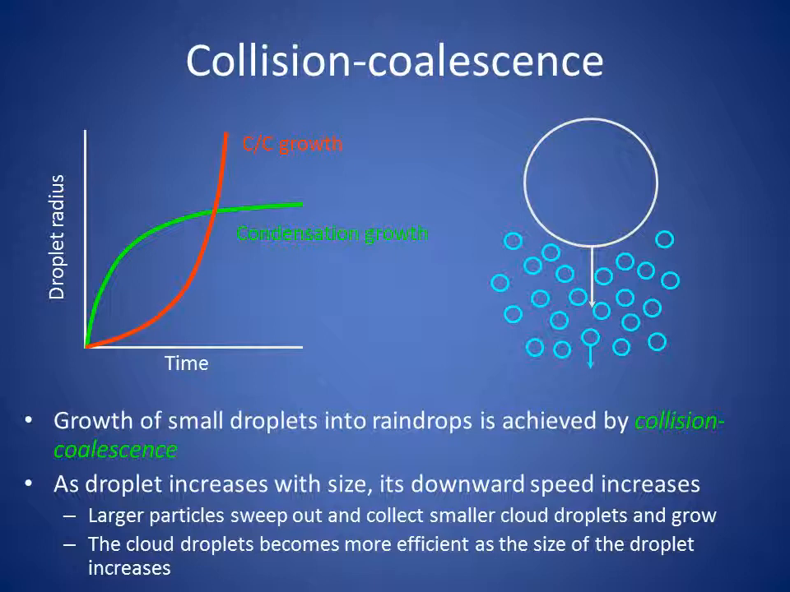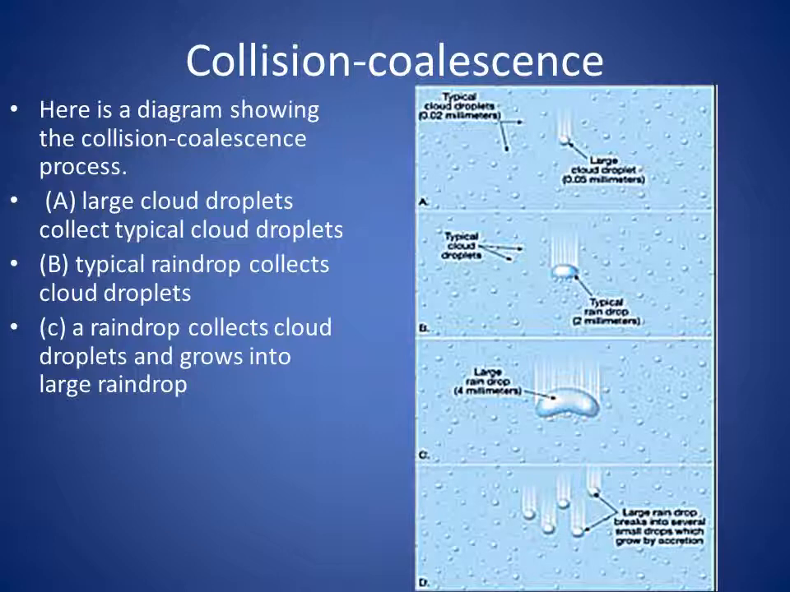It is called the collision coalescence process, which is when droplets collide with each other and collect each other. As noted by the red line in the diagram, as this collision coalescence process occurs over time, the drop size can increase dramatically. So here is a diagram showing the collision coalescence process.